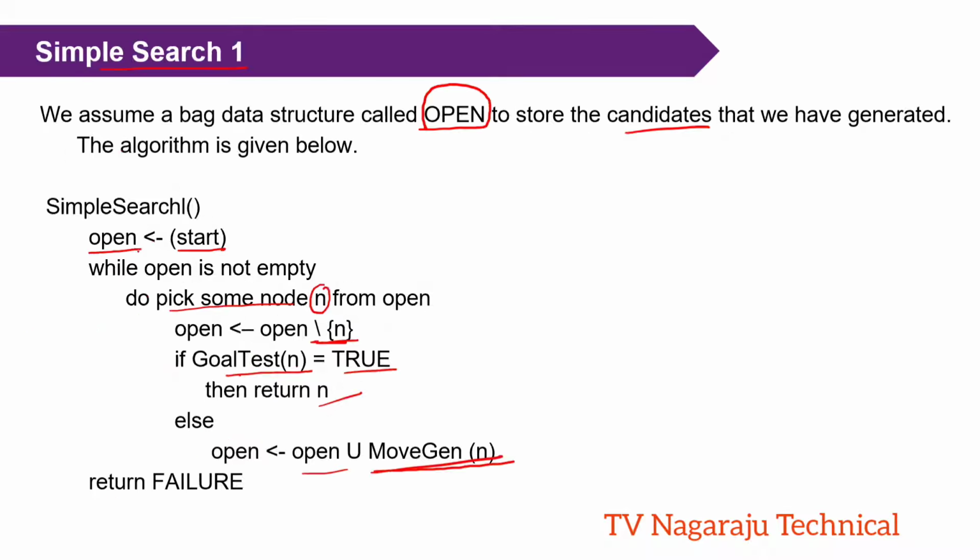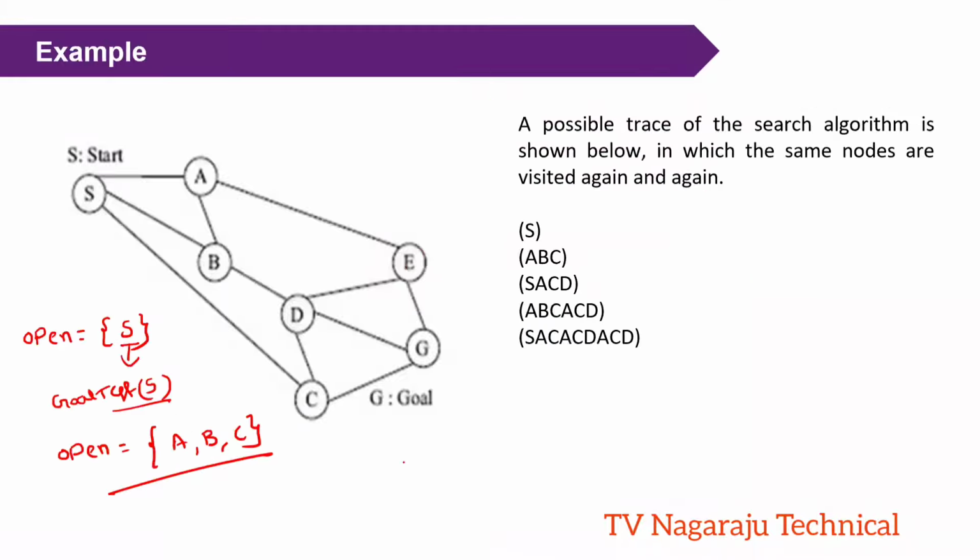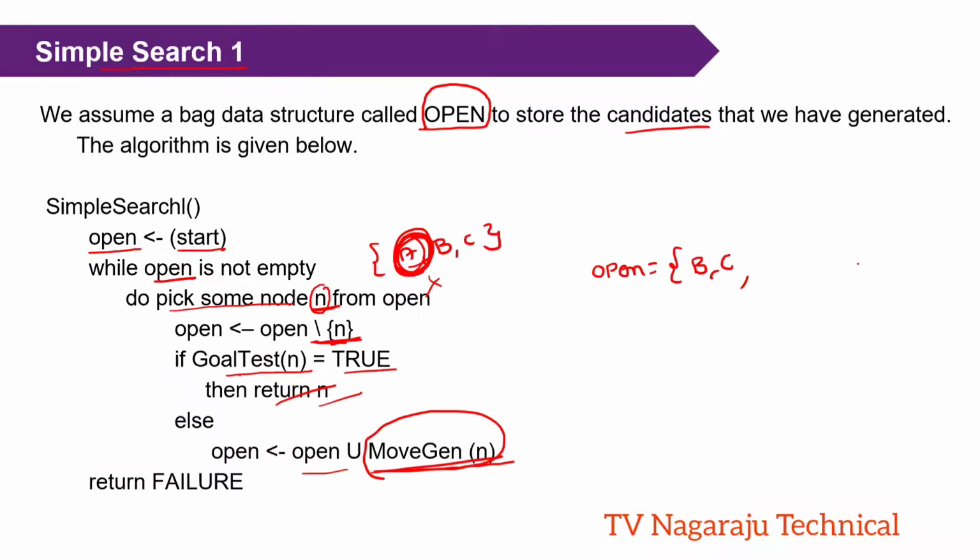In the next iteration, again the open consists of three nodes, A, B, C. Now take the A value, remove it, and test. If it is not the goal, again place all the neighbors of A. Right now, open is equal to B, C, and A is not the goal. What are the neighbors, that is, successors of A? S, B, and E.